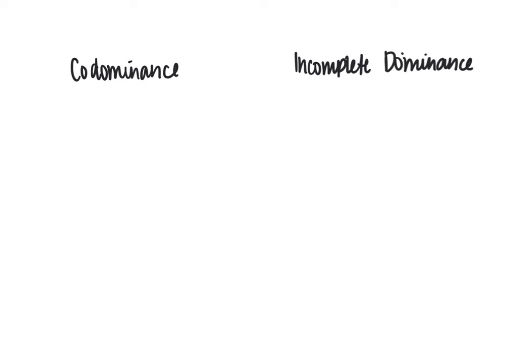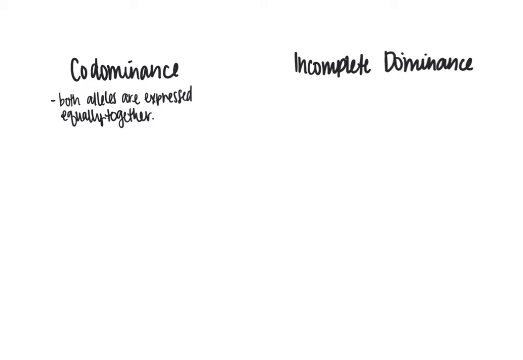Codominance is an inheritance pattern where both alleles for a certain trait are going to be expressed together. Okay, you don't really have one dominant and one recessive. You can kind of think of them as both being dominant. They're both going to be expressed.